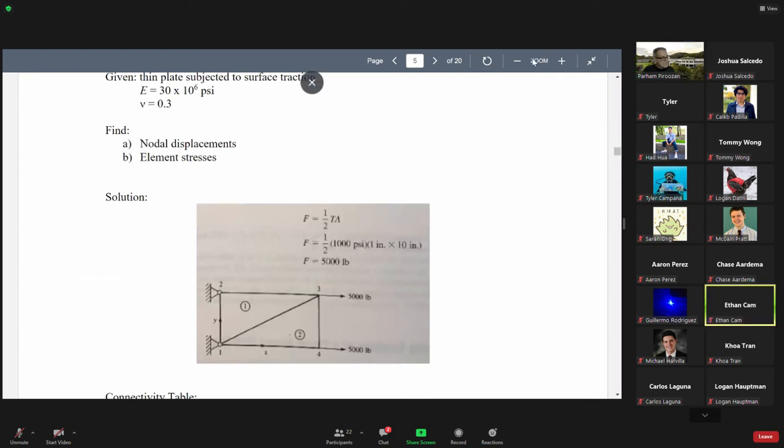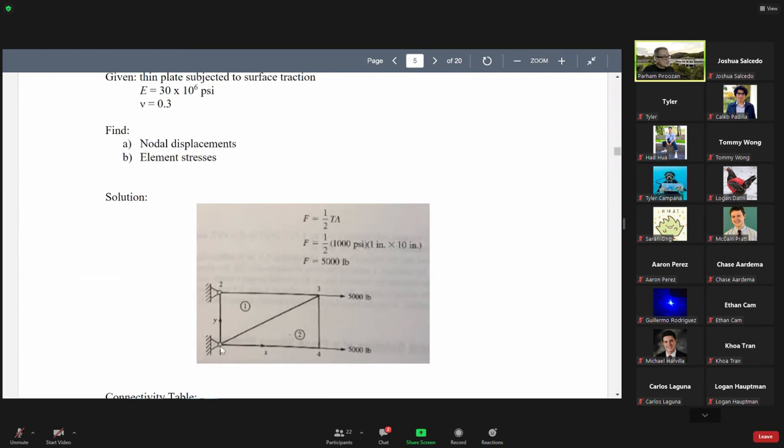4 nodes. And how many degrees of freedom per node? 2 degrees of freedom per node. Very good. So our global stiffness matrix should be 8 by 8.